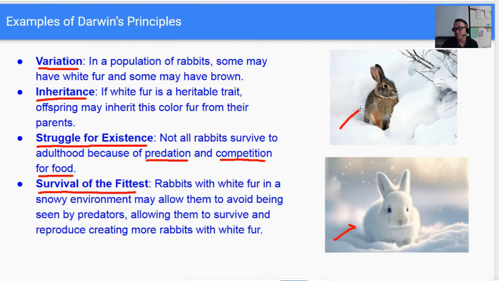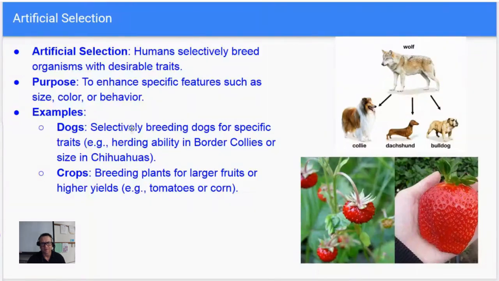This brown guy, the brown fur is not an adaptation because it does not give you an advantage because it's easier to see you. Predators like coyotes, wolves, eagles, easier to see this guy. So over time, since white fur is an adaptation, it's an advantage, white fur rabbits are going to become more common and brown fur rabbits are going to become less common. That's all evolution is.